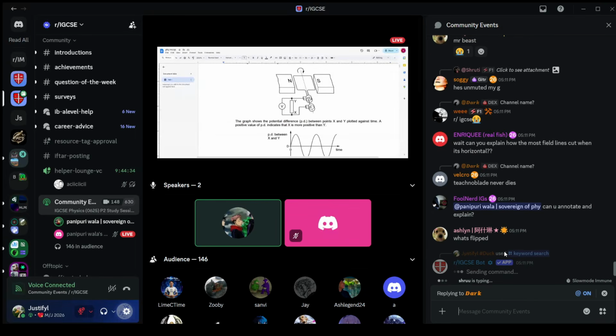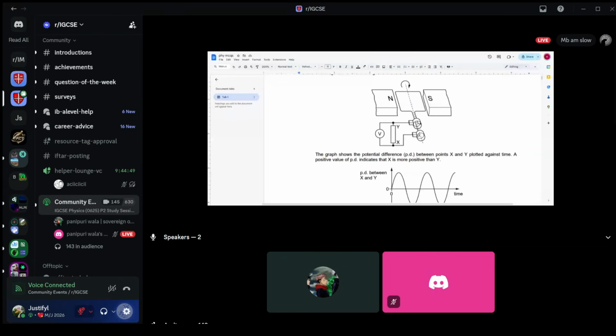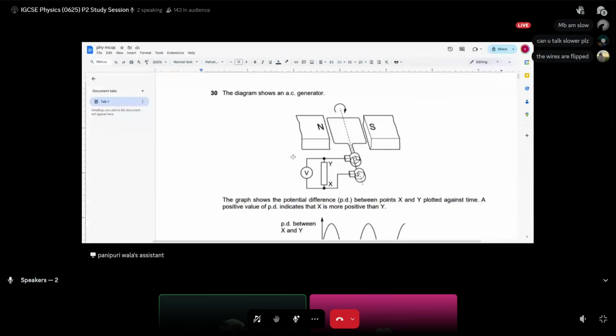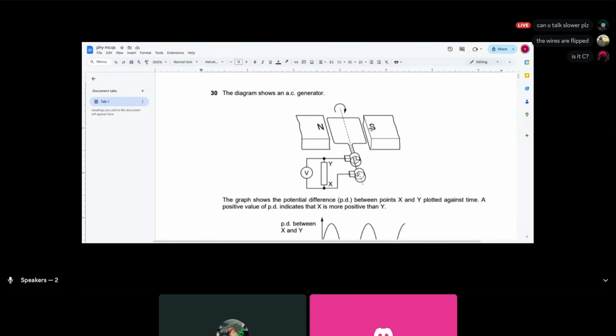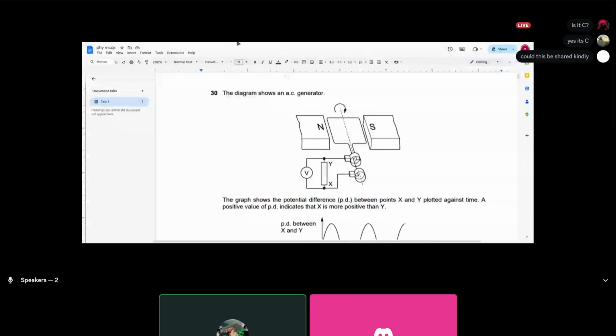How do the most field lines get cut? When it's horizontal. See, the magnetic field is directly between north and south, right? So if it was in a vertical position, only a small part would cut the field. Okay, I'll talk slower. It's C. It's C. Correct. This will be shared. Do not worry. I will talk slower.